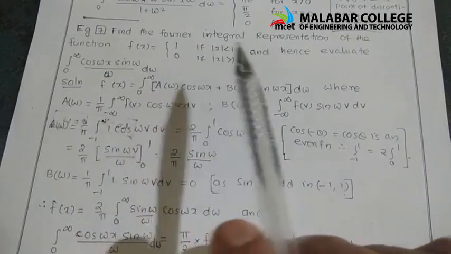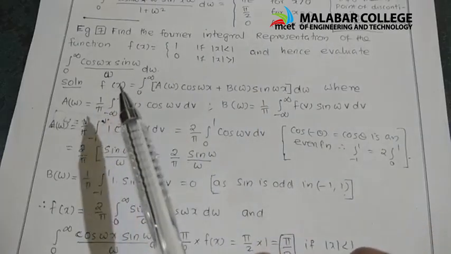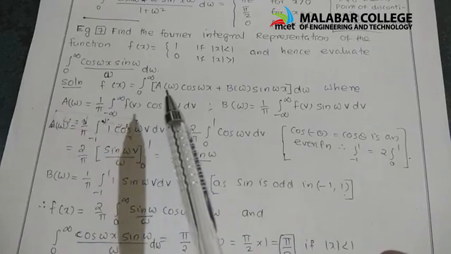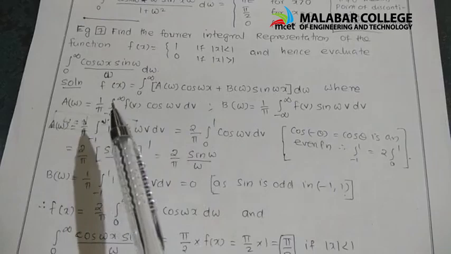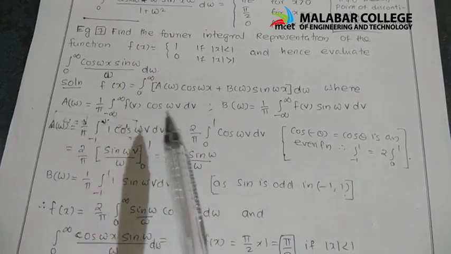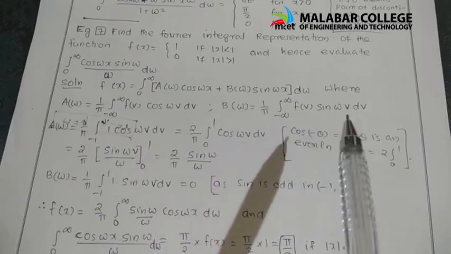So here we have to find the Fourier integral representation of the function. The Fourier integral of f of x is given by integral of a omega cos omega x plus b omega sin omega x, where a omega equal to 1 by pi integral f of v cos omega v dv, and b omega equal to 1 by pi integral f of v sin omega v dv.